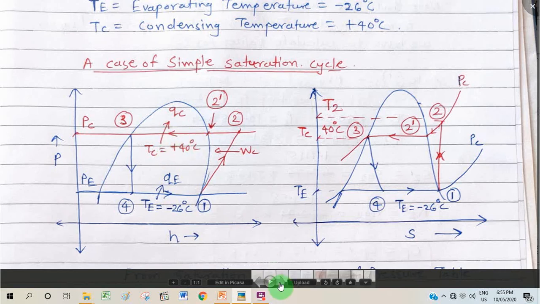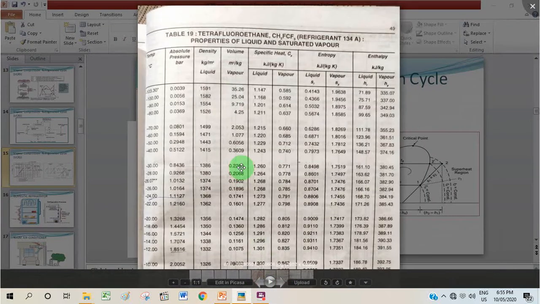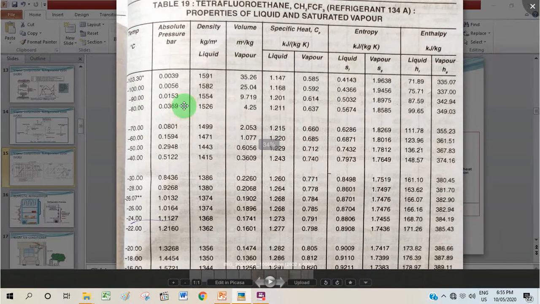Now let's go to the saturation table. So this is the saturation table. The property values are available for the respective saturation temperatures. All the properties are related to saturation conditions. Here you can see liquid and vapor, liquid and vapor, meaning values are available for the saturated liquid curve and the saturated vapor curve.